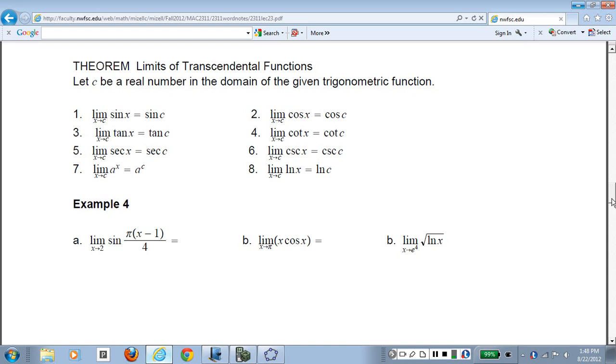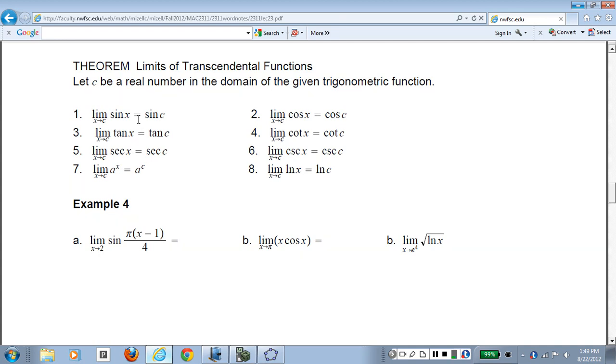Transcendental functions. We're going to take it as a given that for the sine, cosine, tangent, cotangent, secant, and cosecant, because of what we know of their graphs from trigonometry, wherever they are defined, if x approaches a number in their domain, the limit can be obtained by evaluating that particular trig function at that number. So if I want to know the limit of sine x as x approaches pi, all I have to do is find the sine of pi, and that will give me the value of the limit. And the same for the others.